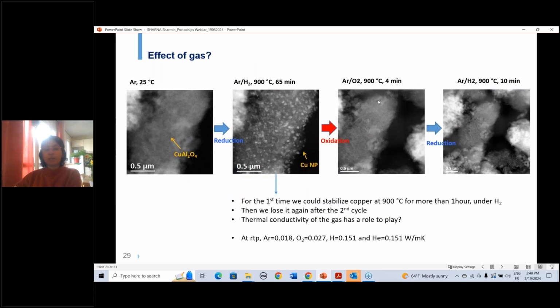Eventually, we carried out other tests, and in one of them we saw that under hydrogen at 900 degrees Celsius, we could stabilize the copper for more than 1 hour. That led us to think that it could be related to the thermal conductivity of the gas. If we have a higher conductivity gas like hydrogen, compared to an oxygen and argon mixture, we might have better heat distribution within our three-dimensional volume, and as a result it's quite homogeneous, and you don't have a temperature difference, which might lead to this evaporation or migration.